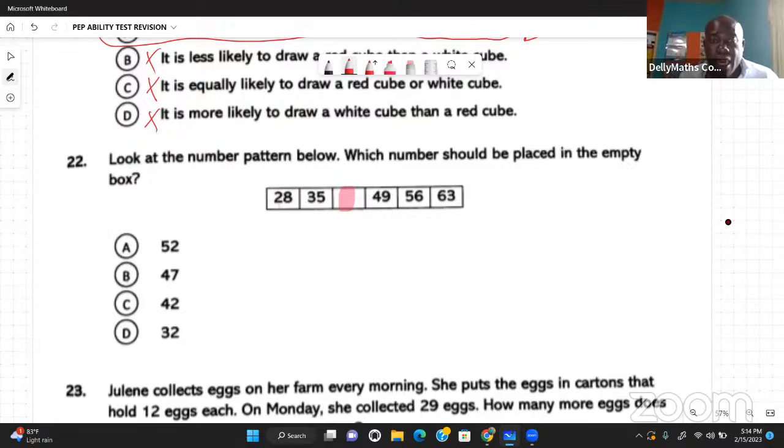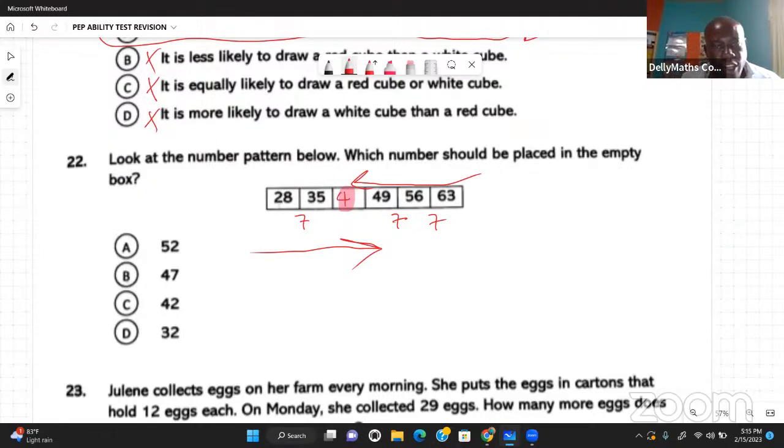If I just say 35 minus 28, I get 7. If I say 56 minus 49, I get 7. If I say 63 minus 56, I get 7. So basically you can subtract 7 going one way, or add 7 going the opposite way, because if I can subtract 7 going one way, I can add 7 going the other way.